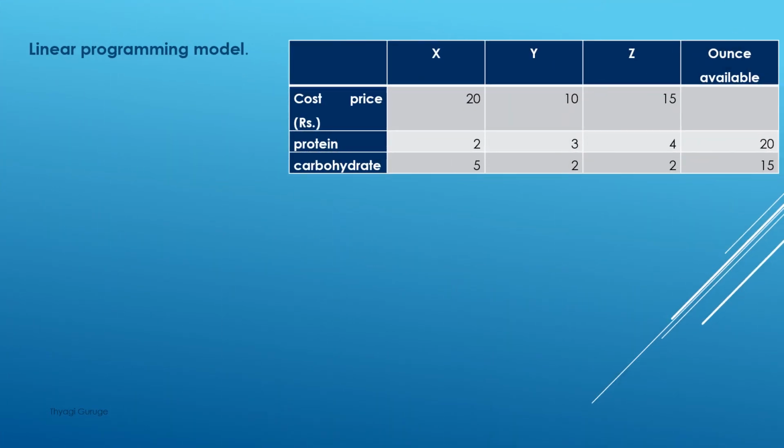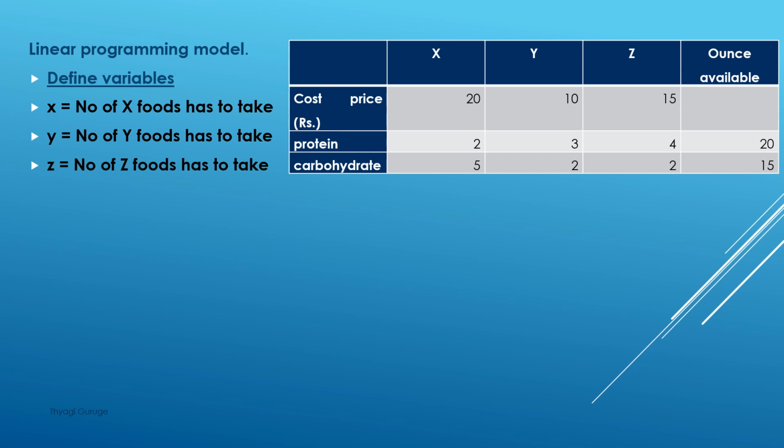Develop the linear programming model. The first step is defining variables. Let X equal the number of X foods to take for the diet, Y equal the number of Y foods to take for the diet, and Z equal the number of Z foods to take for the diet. Our objective function is to minimize the cost. Therefore, the objective function of cost minimization can be derived as 20x plus 10y plus 15z.